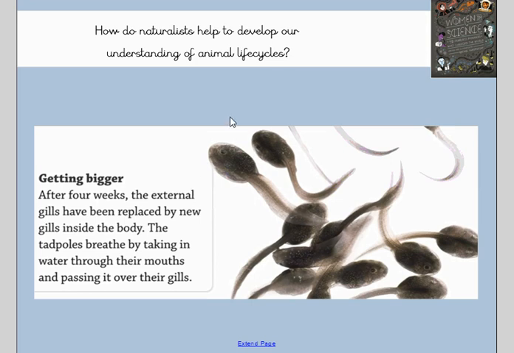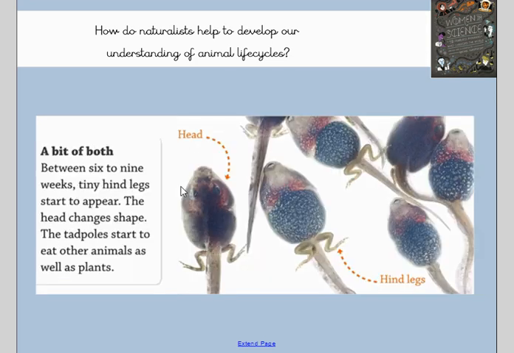So they don't have lungs at this point, they're breathing through gills in exactly the same way as a fish would. Now, here we start to see some metamorphosis happening.